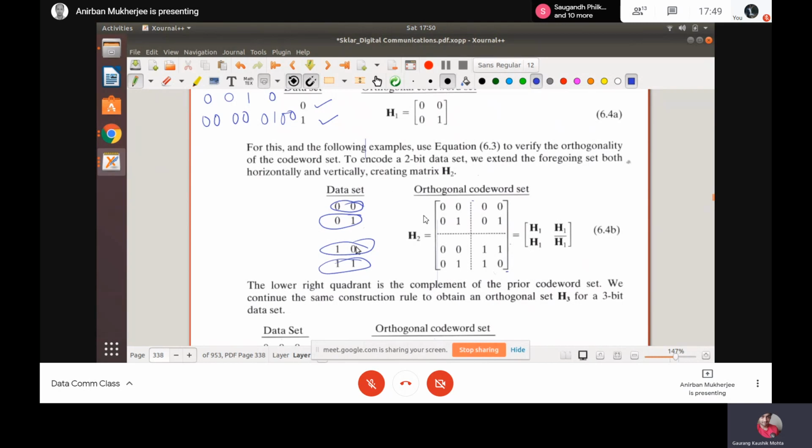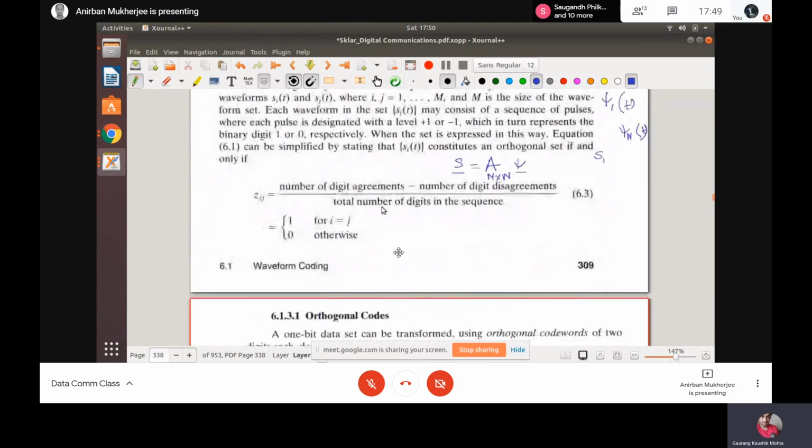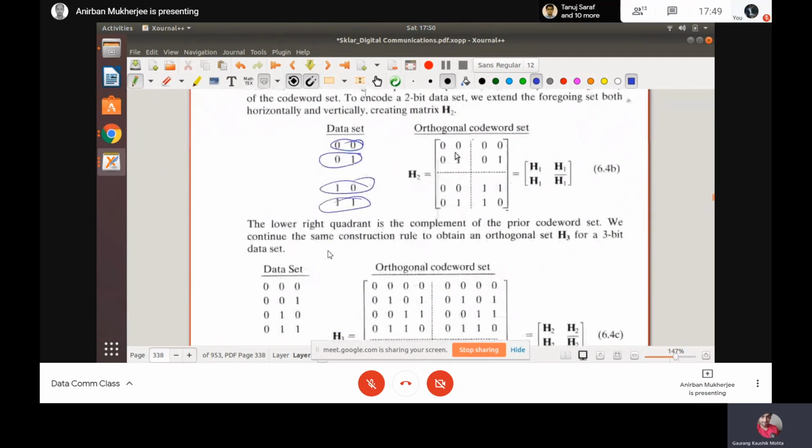To check the orthogonality: the number of digit agreements minus the number of digit disagreements, divided by the total. The number of digit agreements is 2, the number of digit disagreements is 2, so that is 2 minus 2, which is 0, divided by the total number 4. So it is 0.